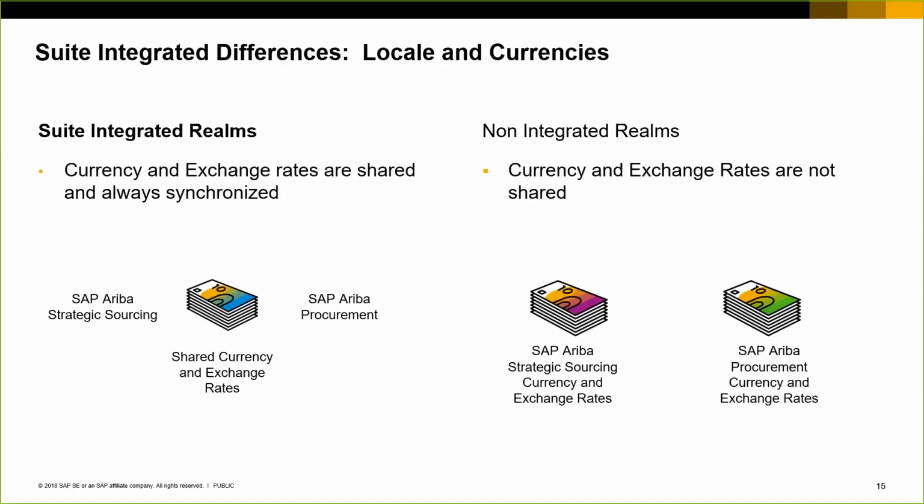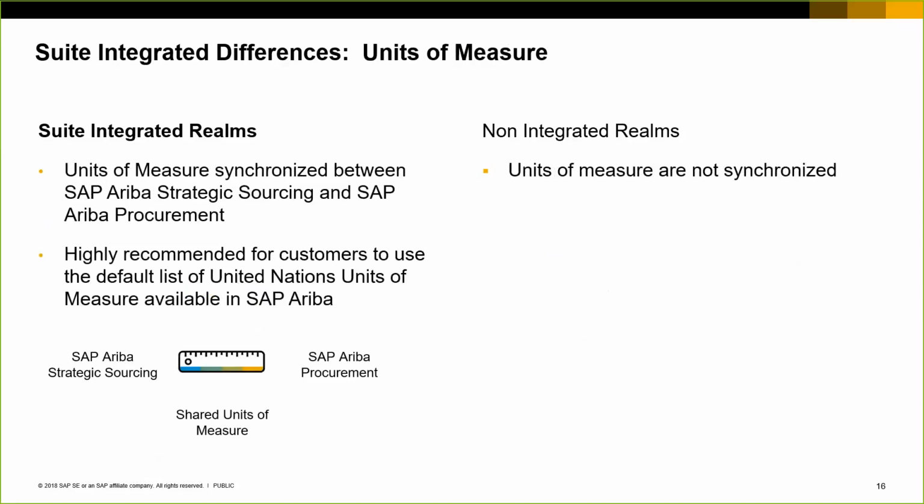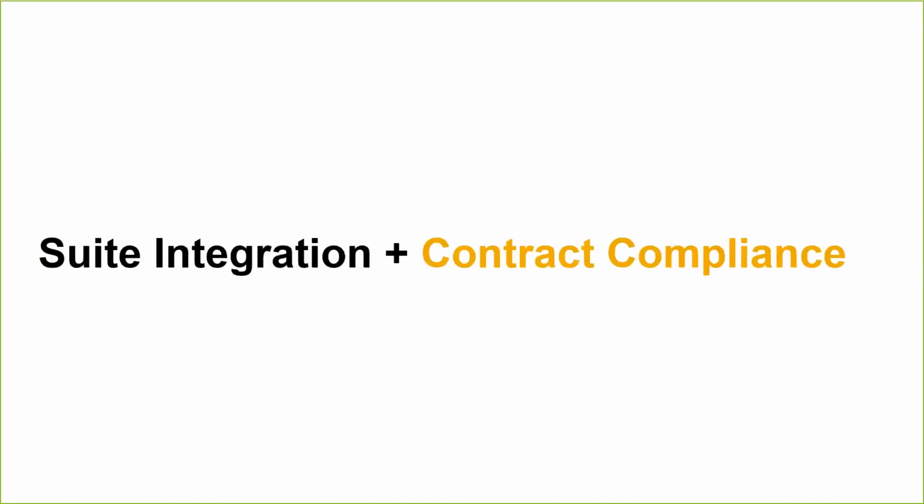Locale and currencies, again, these are things that we can share across the realms. Units of measure, a lot of folks don't think about this one, but it can be shared across the realms. So if you're thinking about a sourcing event, or if you're creating a contract for compliance, those units of measure and the items that you're sourcing or contracting can be shared into your buying realm.